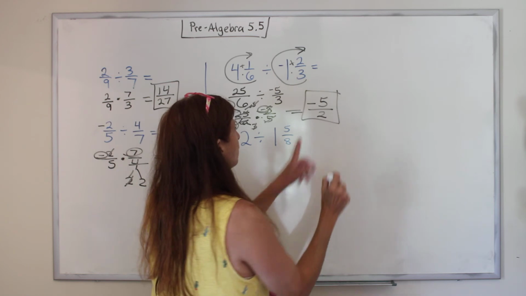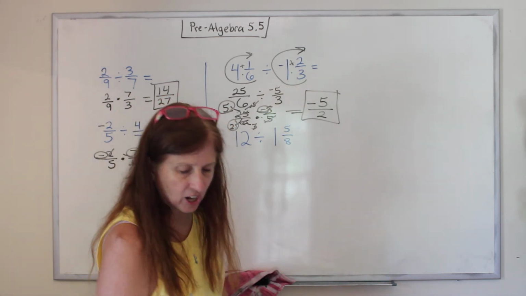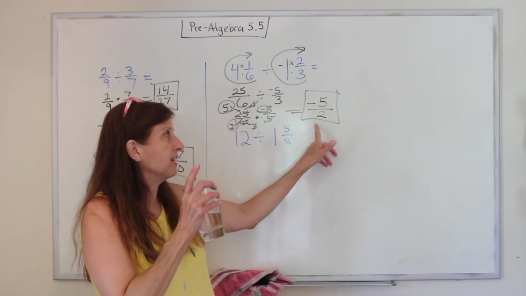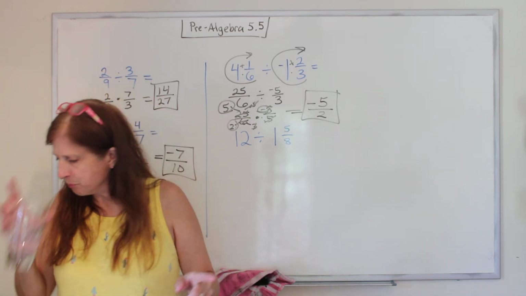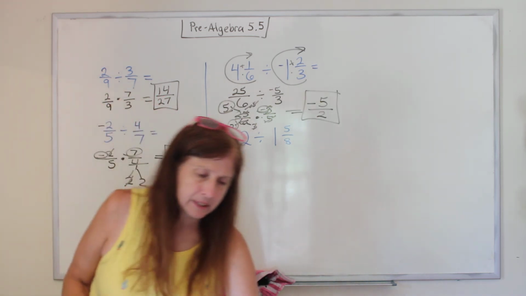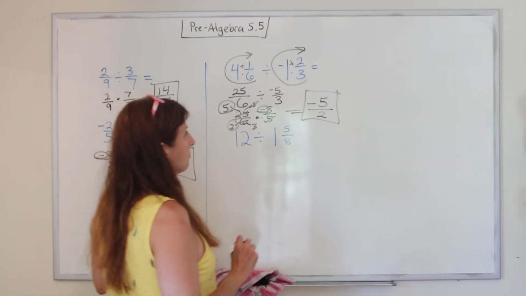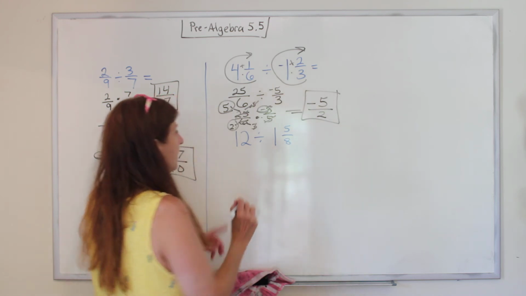So that's the answer. Now your book would probably straighten that out and turn it into a mixed number. I say that one's right, and if I'm grading your test, that's right. You don't have to straighten out mixed numbers for me. I prefer this way.